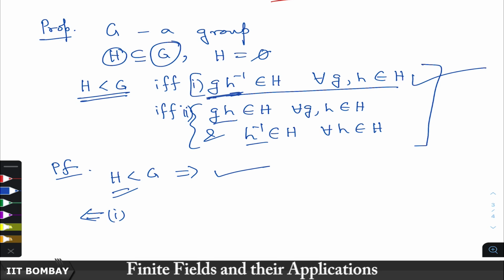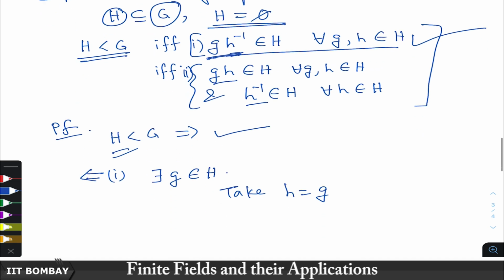First of all, the identity element. Because H is non-empty, there exists a g in H. Okay. And so, we can just take h equal to g. Then what does this give us? This gives us that g g inverse is in H, but we know that g g inverse is equal to the identity element. So, the identity element belongs to H.